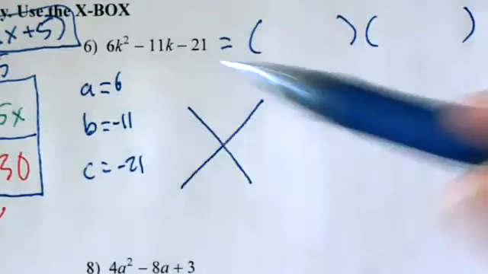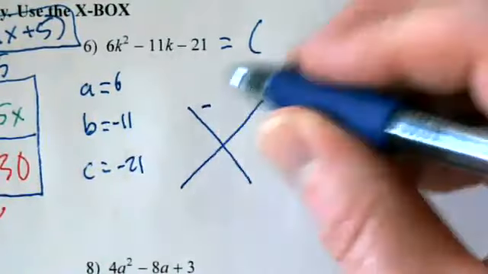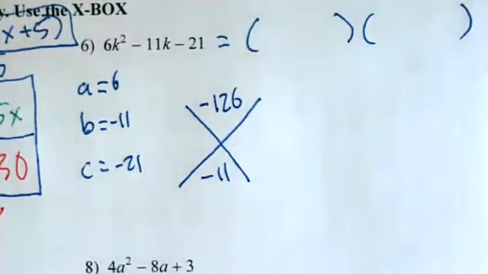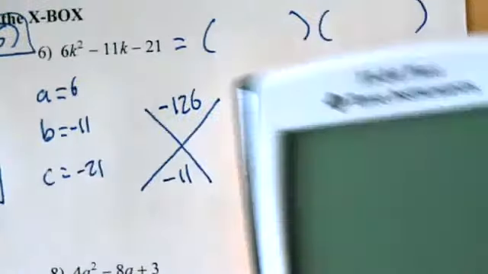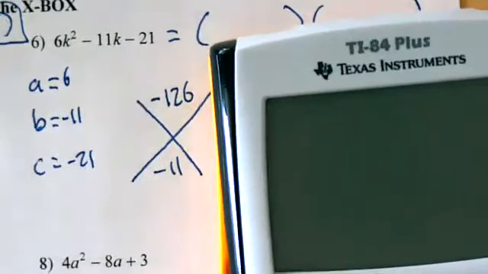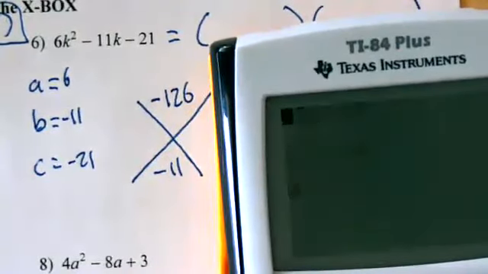A times C is negative 126. We got negative 11. This is the trickiest part for me. I'm going to do 126 and try dividing it by some stuff. Any guesses? 8, give us a decimal. Let's try something else. 18.